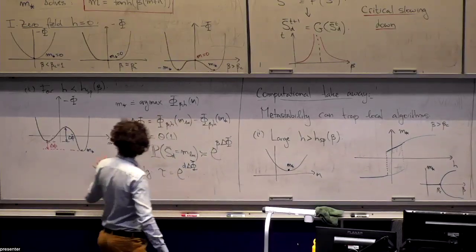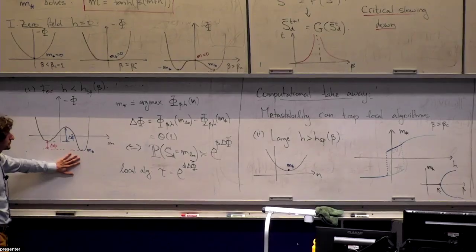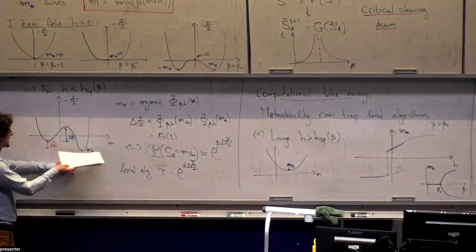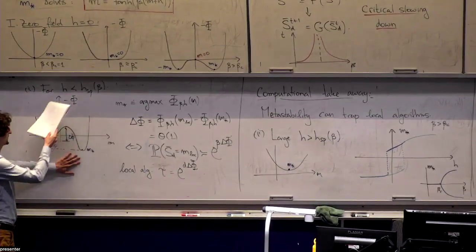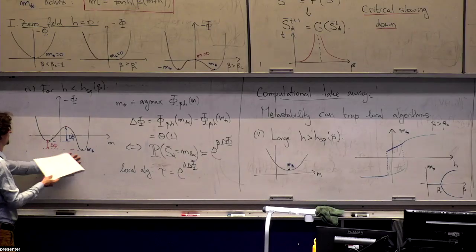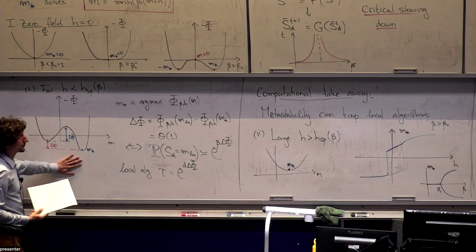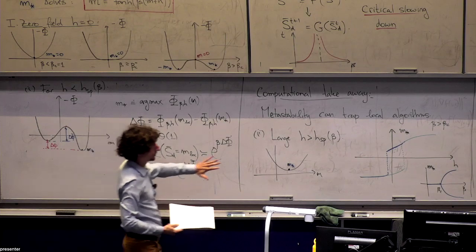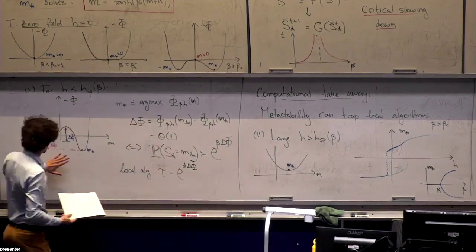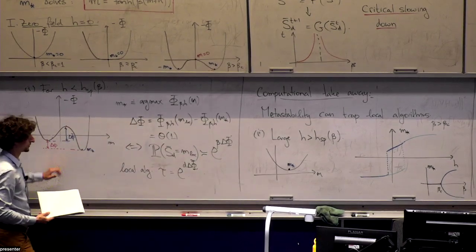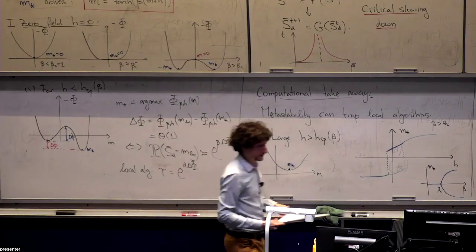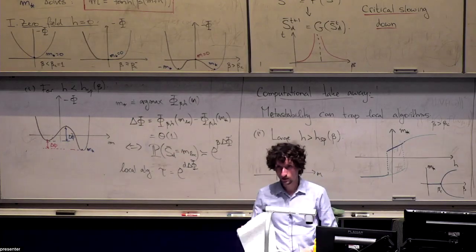Okay, so the main message I wanted to tell you is about the impact of this type of gap that you have in the landscape of the summary statistics in terms of local algorithms, and how they can get trapped in local minima if you have this type of landscape. Okay, any questions about that? Yeah?